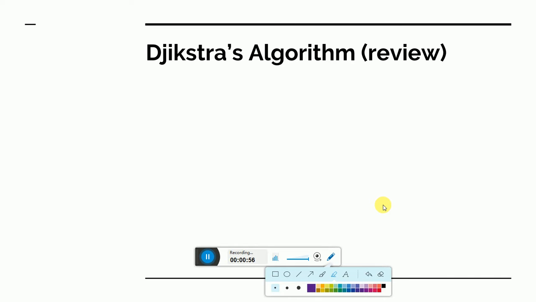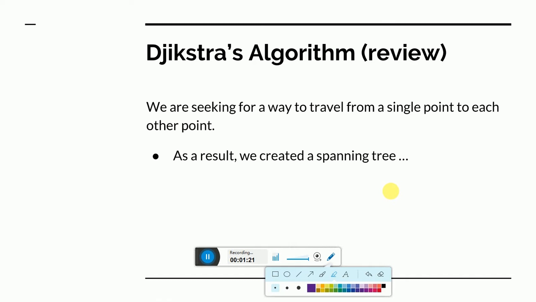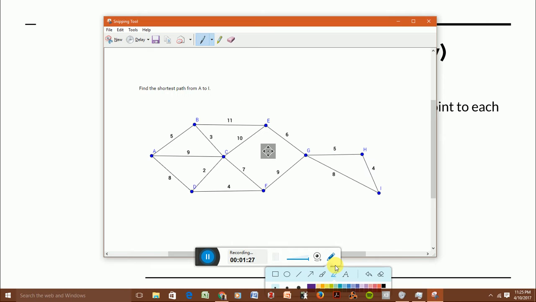Now, before we go on, I want to go back and talk about Dijkstra's algorithm, which we used to find the length or distance, how long it takes for us to travel from a specified vertex to another vertex. Again, we're seeking a way to travel from a single point to every other point. And as a result, we create a spanning tree. Let's look at an example of us utilizing Dijkstra's algorithm.